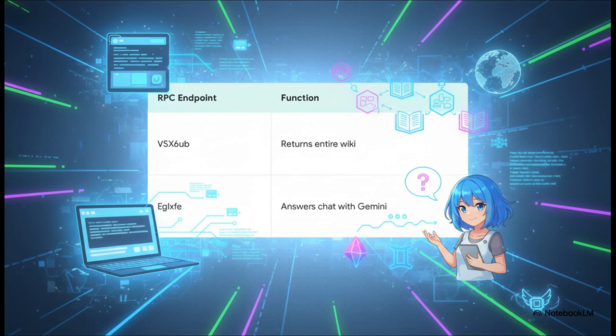eyes. The second endpoint is EGXFE, EGIXFE, and that's used to answer chat questions via Google's Gemini. By hooking into these directly, codewiki-cli pulls the raw source without needing any authentication for public GitHub repos. It is just a brilliant hack that skips the middleman entirely.